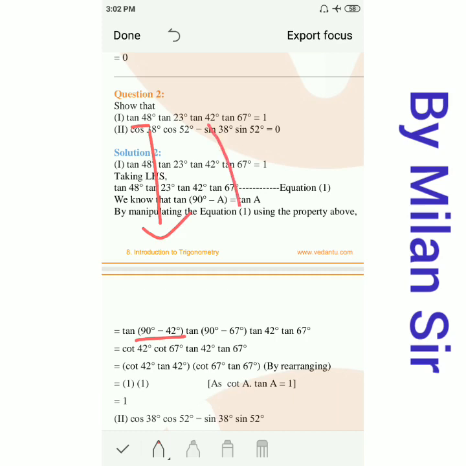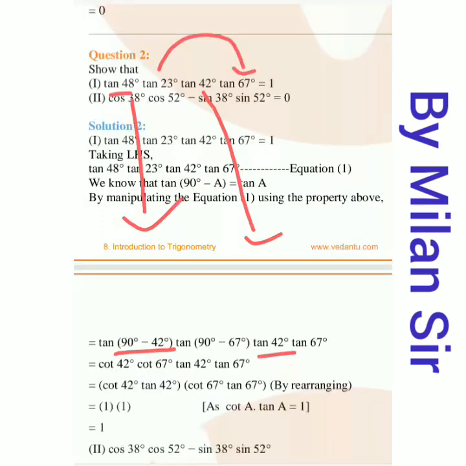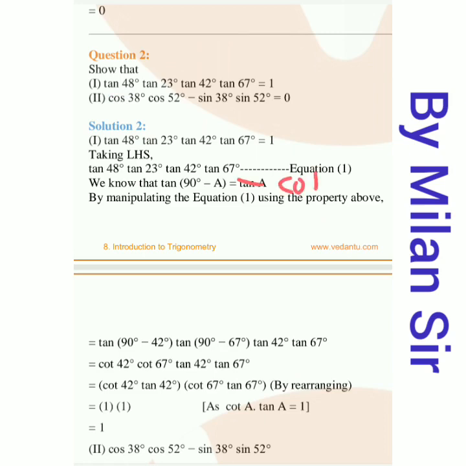Okay, then my tan 42 as it is. Now from tan 23 and tan 67 we need to convert any one from this. So right now I am going with conversion of tan 23 into cot. So in place of tan 23 I can write like this, tan 90 minus 67, and my second term tan 67 is as it is. Okay, now use the formula tan 90 minus theta is equals to cot theta. Here, I think it's a mistake, here answer is cot A. So tan 90 minus theta is equals to cot theta.